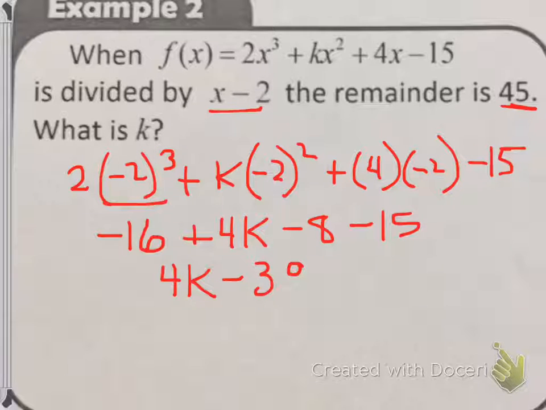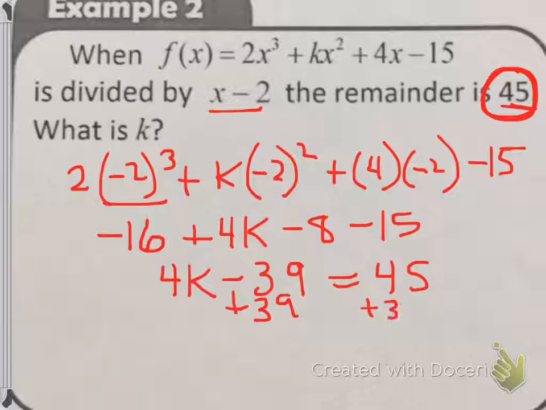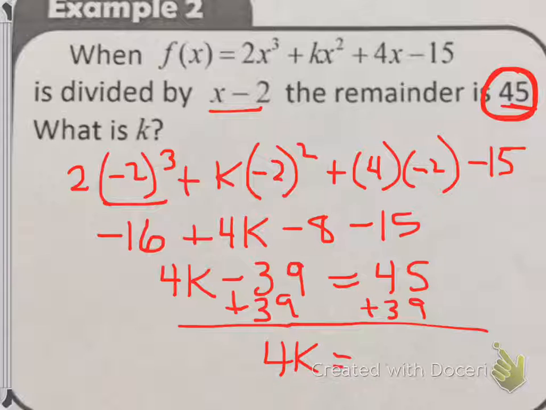So I have 4k minus 39, and I know it's equal to my remainder. My remainder is 45. So I'm going to solve that now for k. To isolate the k, I have to get rid of the 39, so add the 39 to the other side. When you do that, you get 4k equals 84. Divide both sides by 4, and you get k equals 21 for your solution.